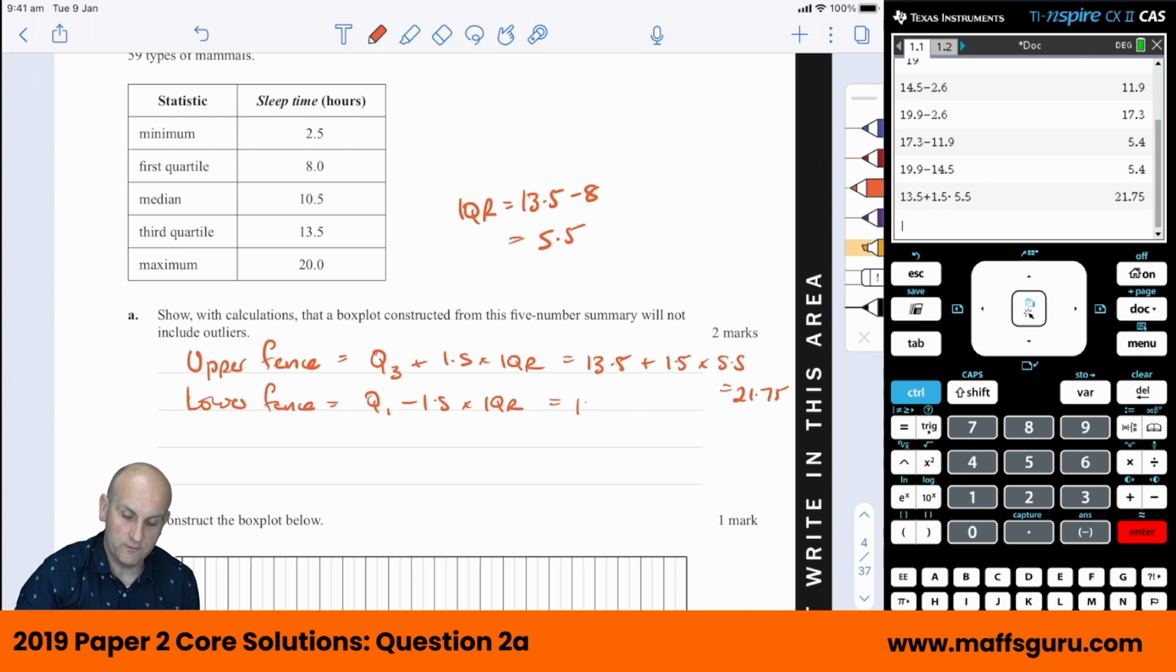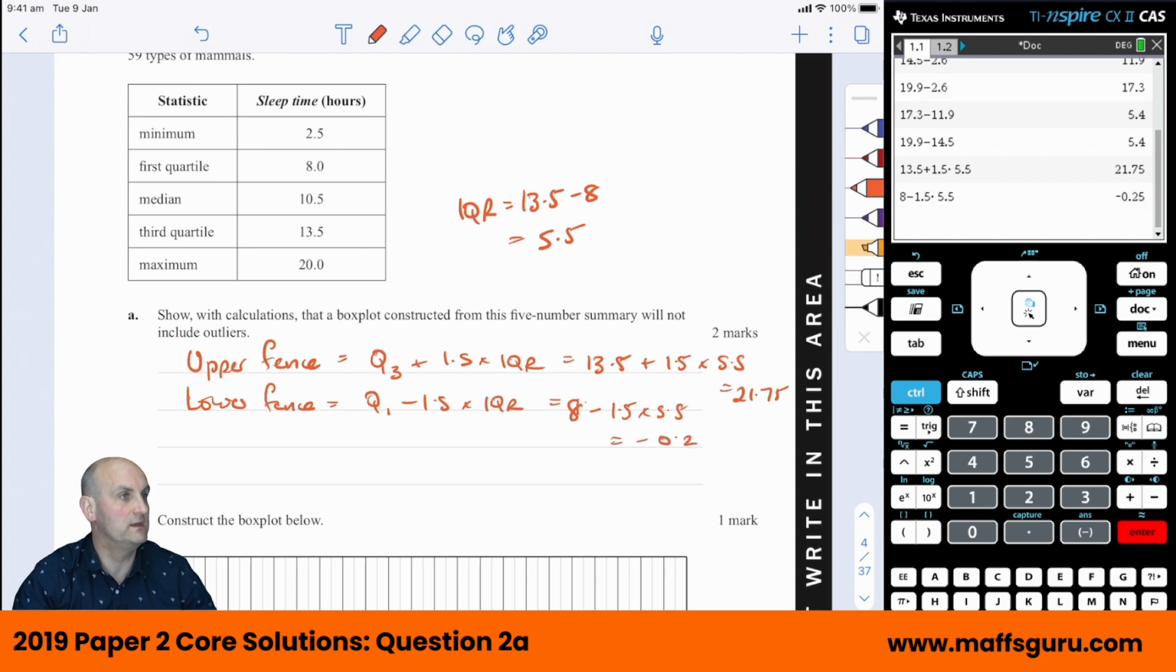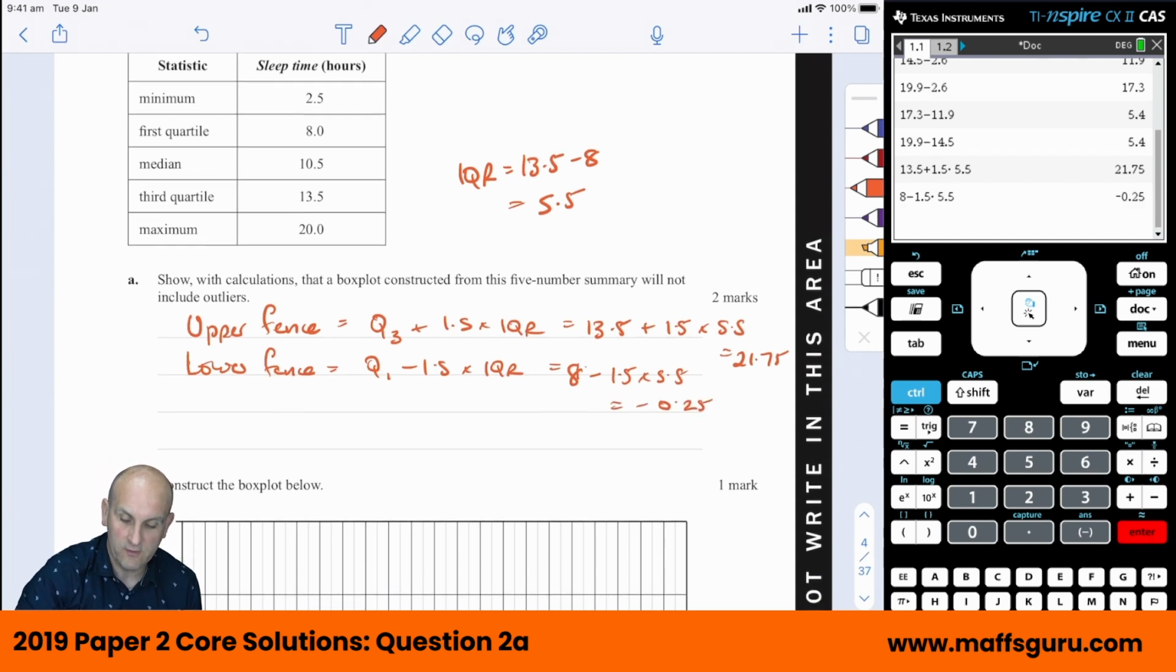And then let's do this one here. What would that be? My lowest value of 8 minus 1.5 times 5.5. So 8 minus 1.5 times 5.5 gives me minus 0.25.